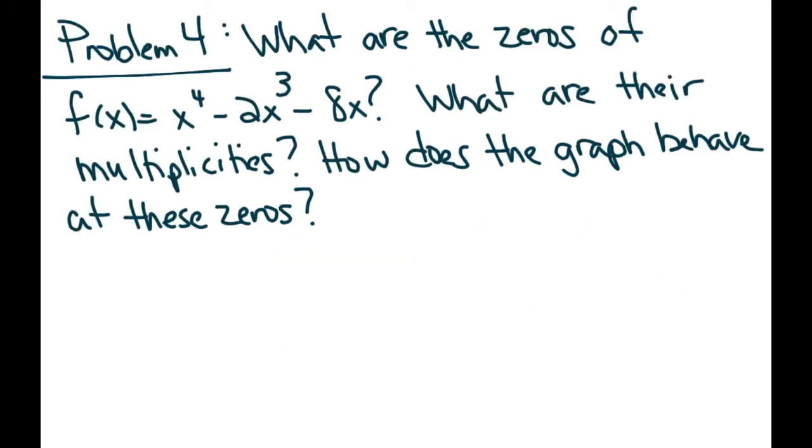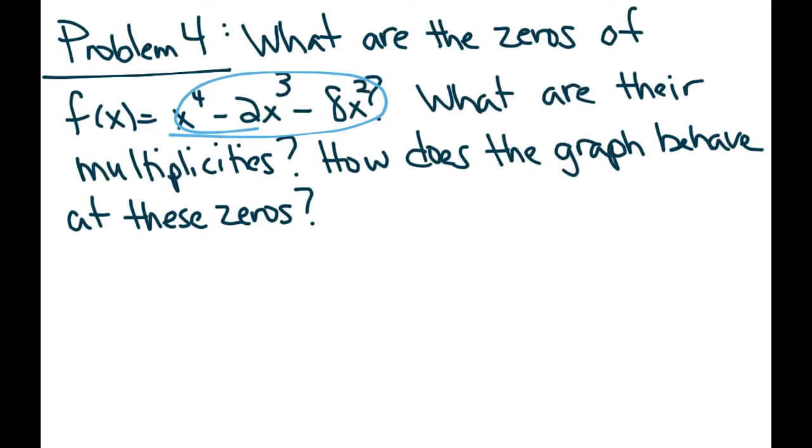In problem 4, we want to find the zeros of f of x equals x to the 4th minus 2x cubed minus 8x squared. We want to determine if there are any multiplicities and how the graph behaves at the zeros, which has to do with the multiplicities. I'm going to do this in 2 ways. I'm going to do the algebraic way, which is I'm going to factor out the greatest common factor first.